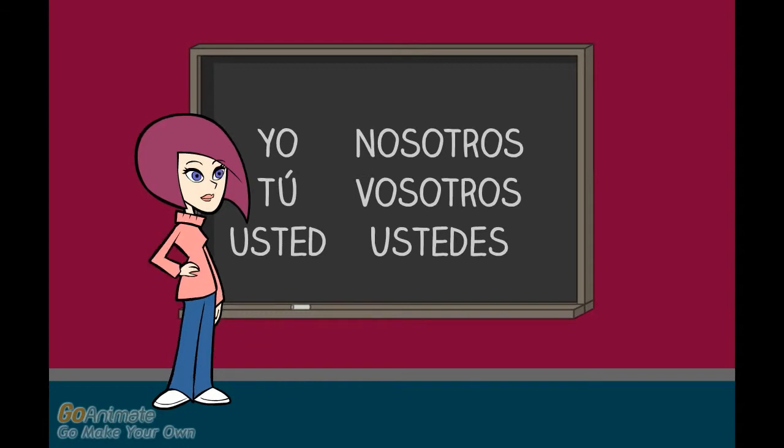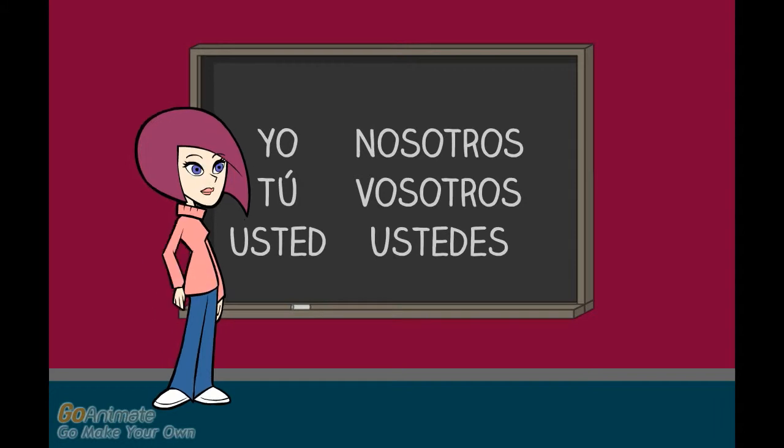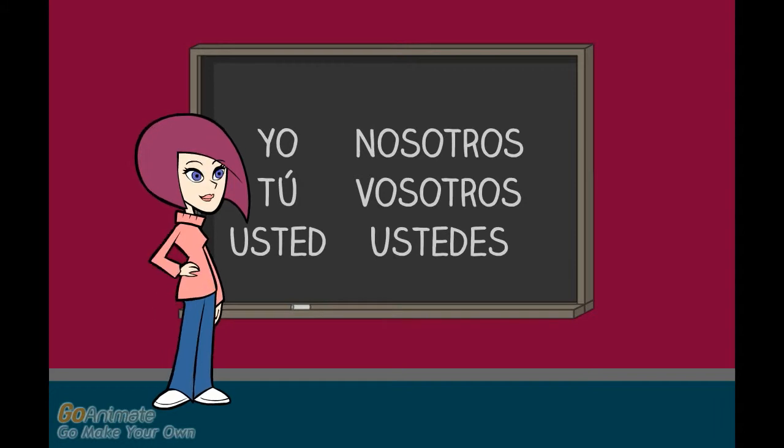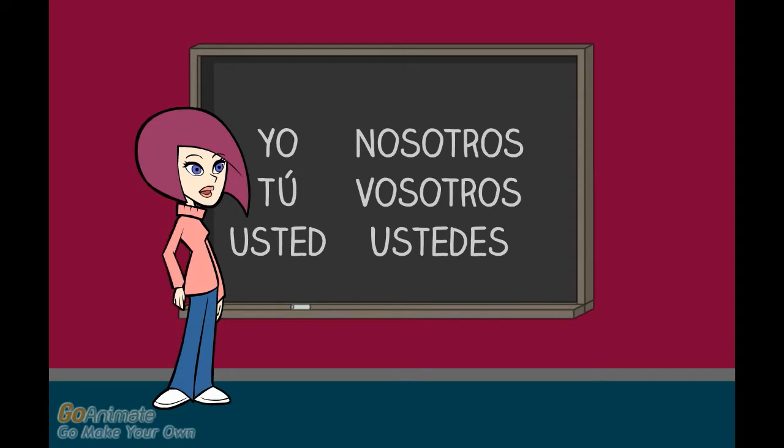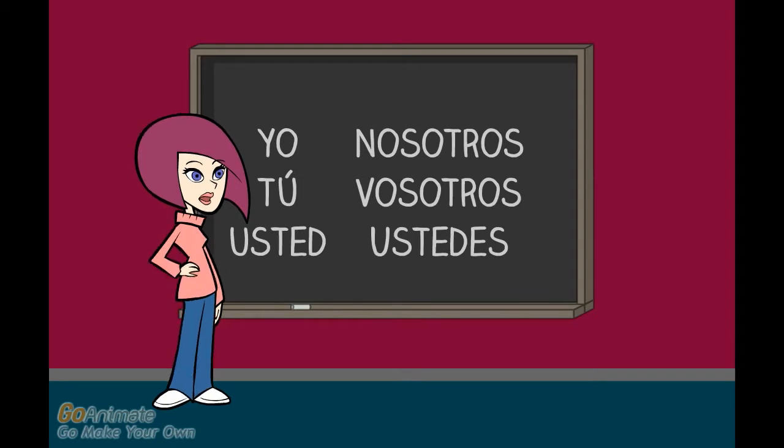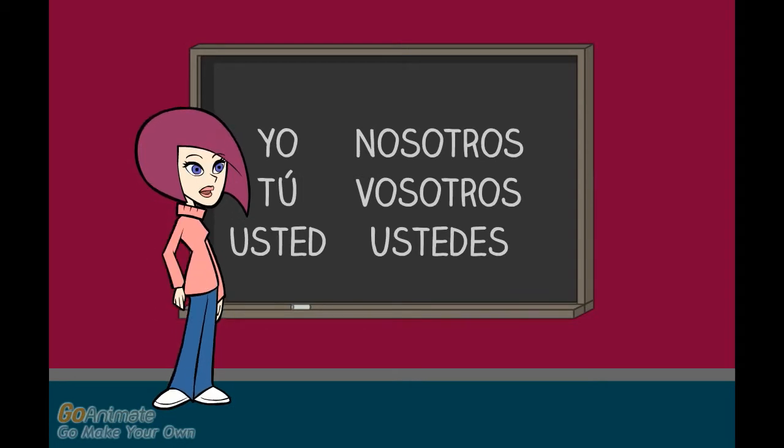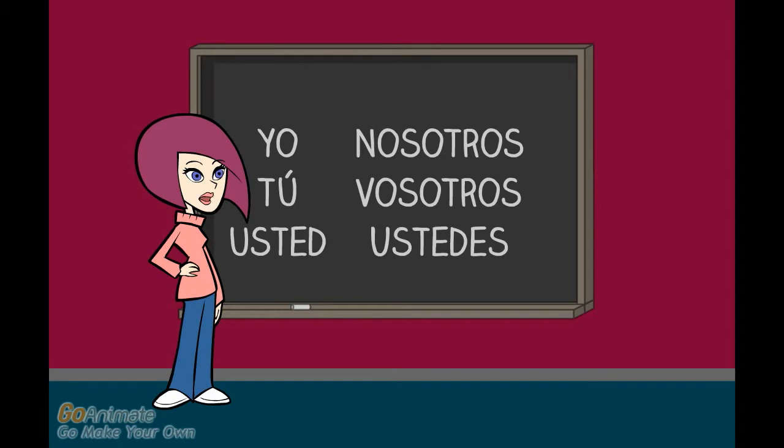Nosotros. You would use this form in referring to an inclusive group like we or us. Vosotros y ustedes both refer to the second person plural. Depending on the country you are speaking in, you will use one or the other or both interchangeably. In Latin America you will probably use ustedes. Now that we know that, let's look at the verb endings for AR verbs.